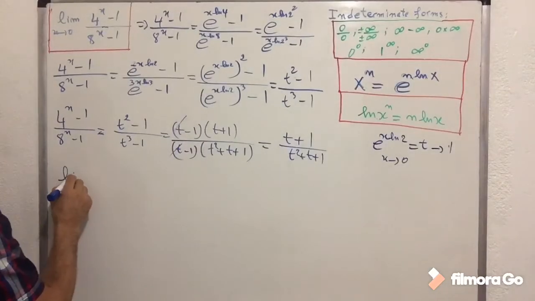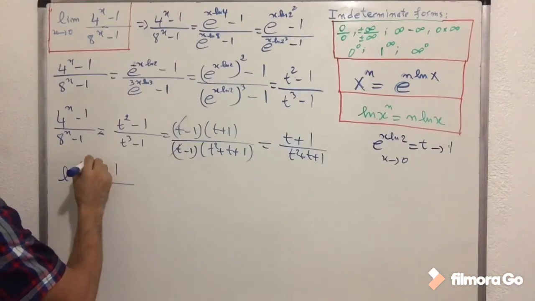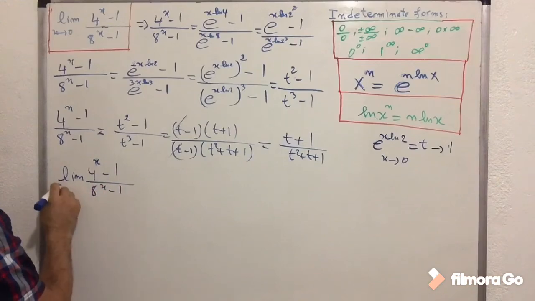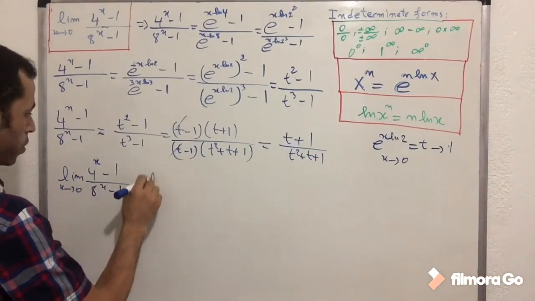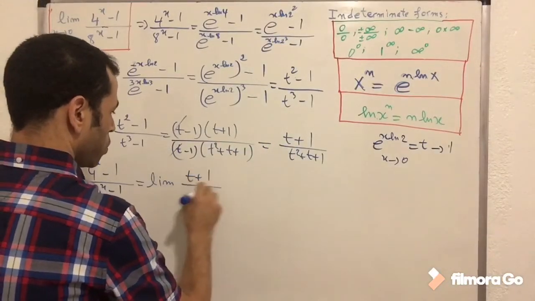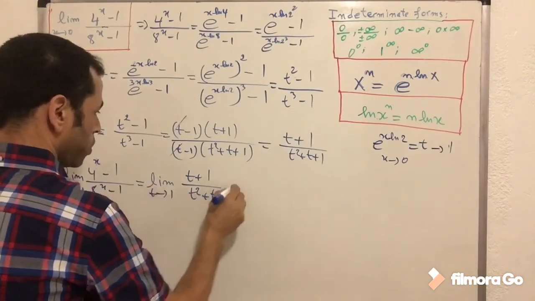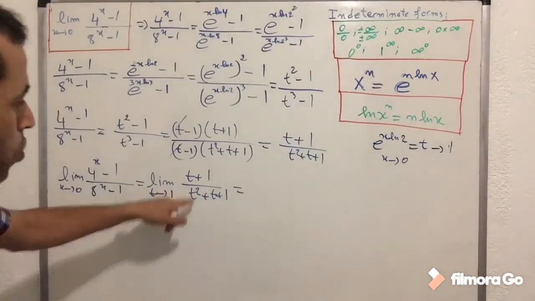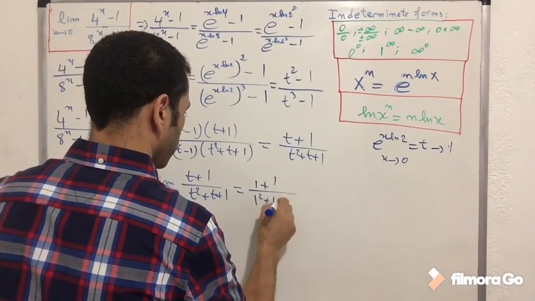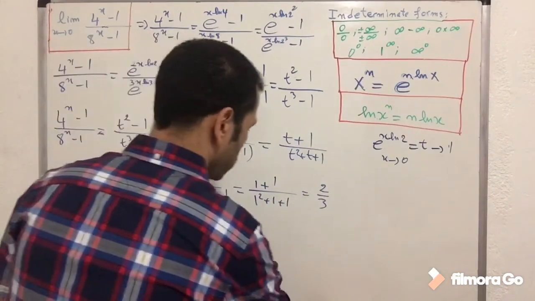So your limit of (4^x − 1) over (8^x − 1) when x is going to 0 becomes the limit of t plus 1 over t squared plus t plus 1 when t is going to 1. Now plug in 1 into your fraction: 1 plus 1 over 1 squared plus 1 plus 1, which is 2 over 3. Your limit is calculated.